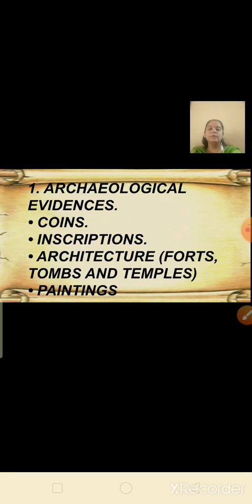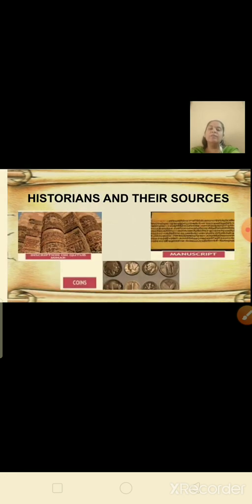Now children, let us revise the sources available to the historians for the study of the past. Archaeological evidences. There were coins, inscriptions, architecture, that is forts, tombs and temples, and paintings. Can you see this picture, children? This is a picture of coins, manuscripts and temple carvings.